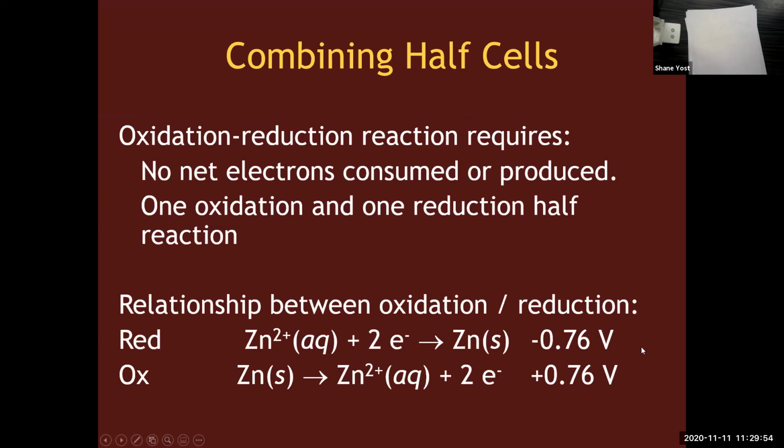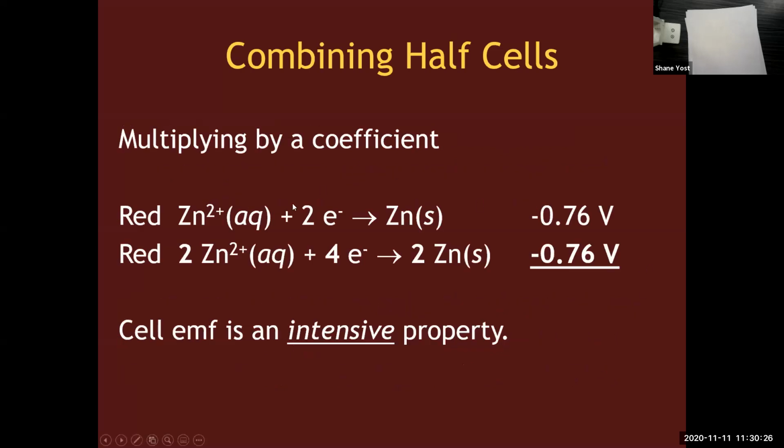Noting as well that if you flip your reaction, the cell potential is just reversed in sign. So it's the same type of thing that occurs with enthalpy and entropy. You flip the chemical reaction, you're going to flip the sign of your overall cell potential. Now, if you multiply your chemical reaction by some number, the cell potential is unchanged.